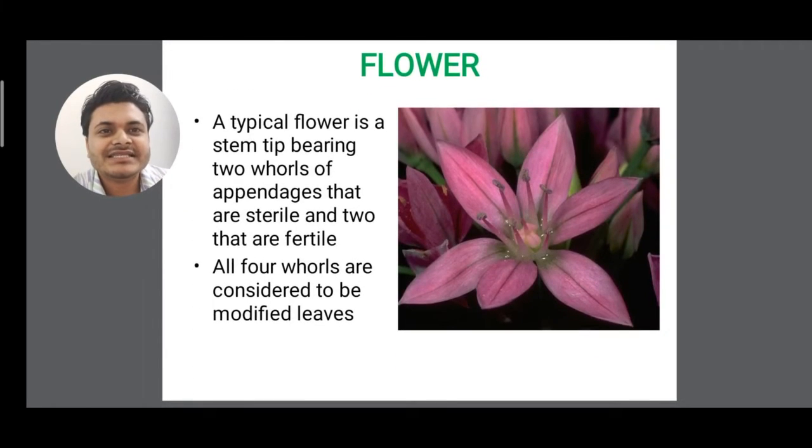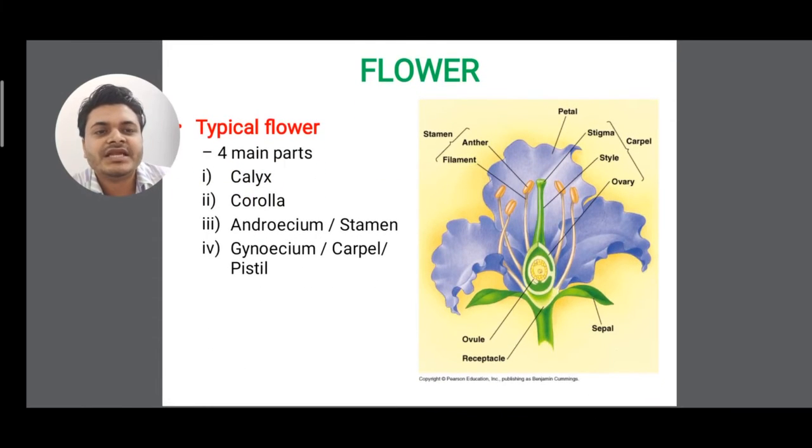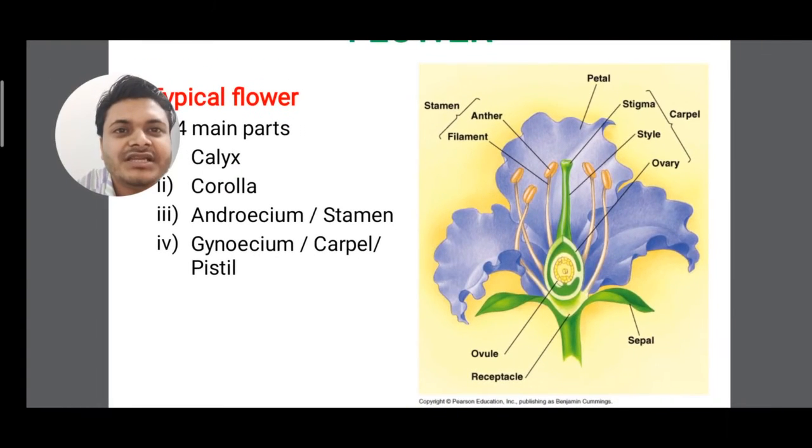Now, a flower is a stem tip bearing two whorls of appendages that are sterile and two that are fertile. So all four whorls are considered to be modified leaves. Clear? Now, a typical flower has four main parts. One is calyx, another is corolla, one is androecium, another is gynoecium, as I have said earlier. Androecium, another name is stamen. Gynoecium, another name is carpel, and pistil. Now we can see the diagram so nicely presented. You can see all the parts are given so minutely so that you can grasp it.